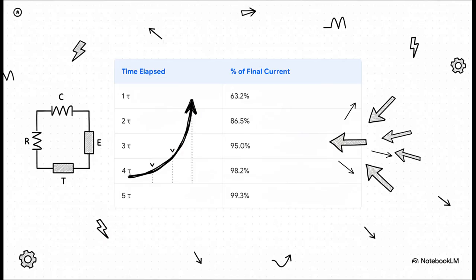And this table here really shows you the whole journey. After that first time constant, boom, we're already over halfway there at 63.2%. After the second one, we're up to 86%. But notice how each step gets us closer, but the jumps get smaller and smaller. By the time 5 of these time constants have gone by, we're at 99.3%. I mean, that's so close to 100% that for all practical purposes, we can say the drama is over. The circuit has reached its new steady state.